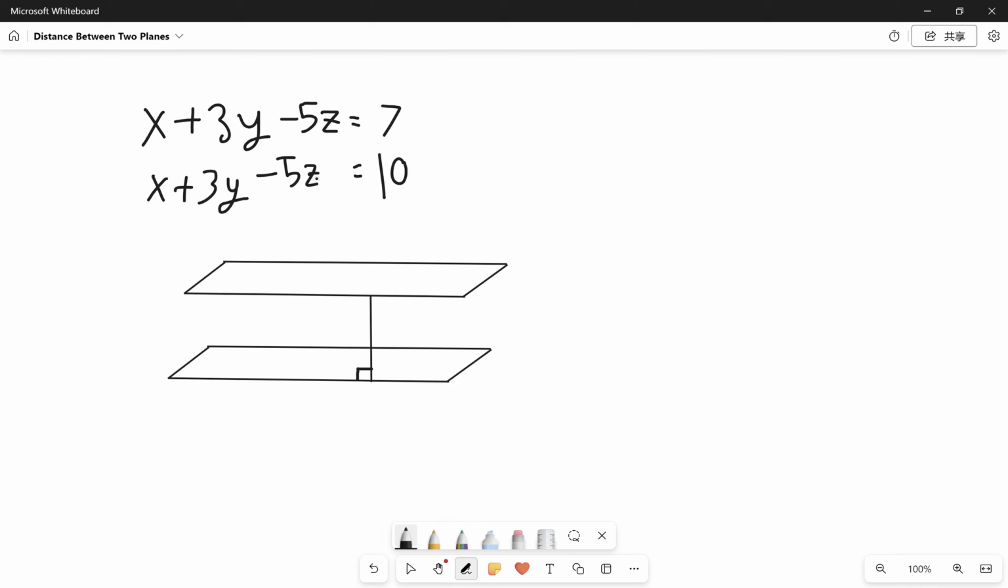Therefore, the planes of these equations are parallel. I've drawn these two planes. I know the distance between them is basically this line that is perpendicular to both planes. Okay, so how do we do this?